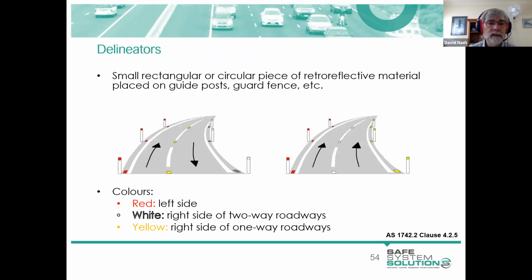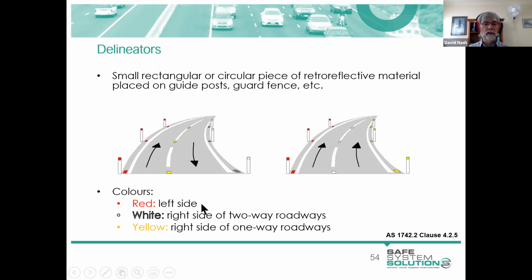So the delineators on the guideposts, they're the reflectors on the guideposts, and they're made out of retroreflective material. And I think they're shown as circular on this little diagram, but more commonly these days they're a rectangular strip of sign sheeting material that's put onto the guidepost. But it's important we get the colours correct.